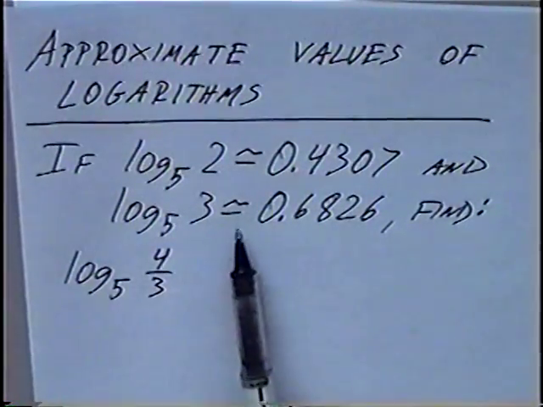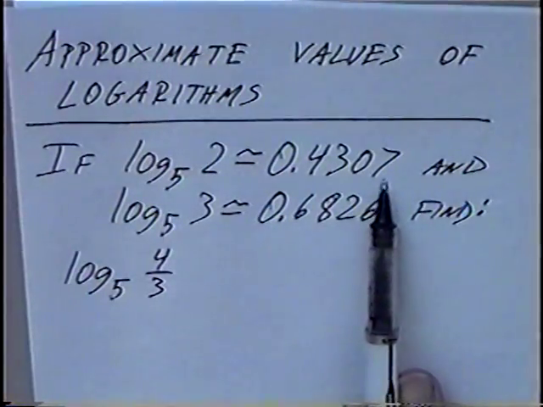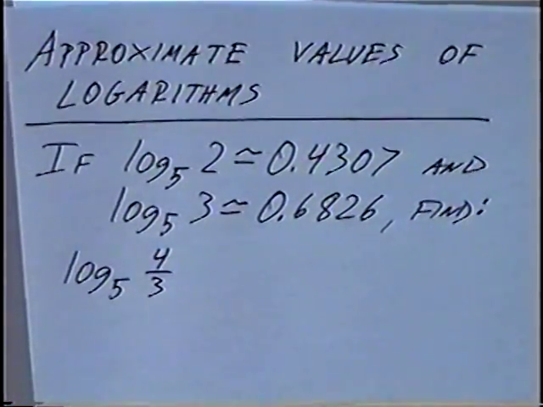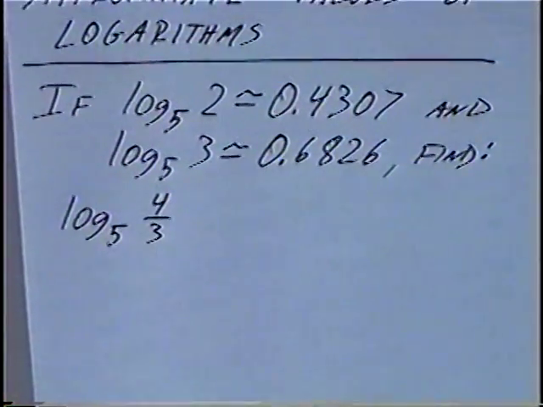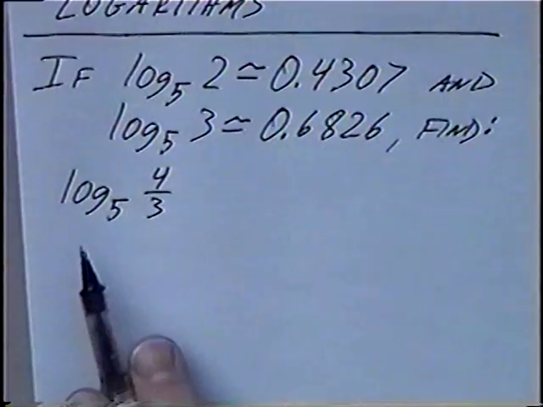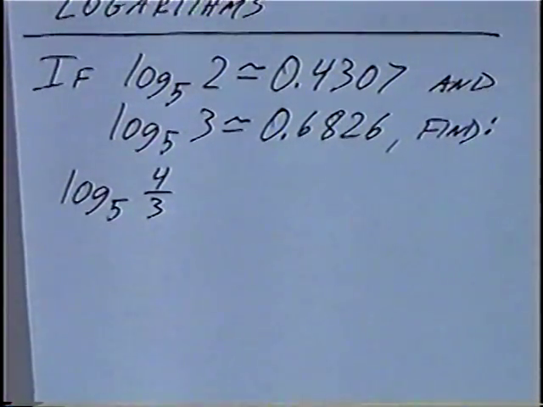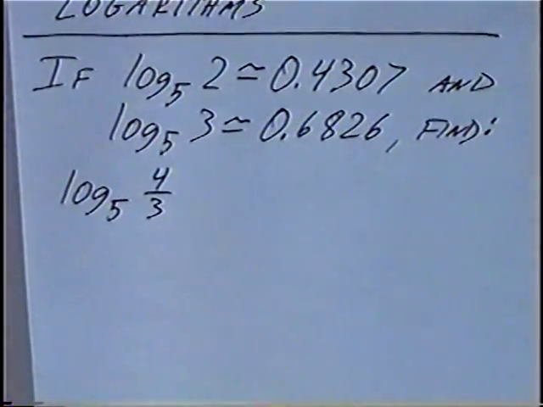These logs are approximated. If you use a calculator to actually find the decimal, it will continue on. These decimals are approximated or rounded off to 4 decimal places. Solving the first question, log of 4/3 base 5. What we want to do is change this into logs using log 2 and log 3, which will both have base 5.